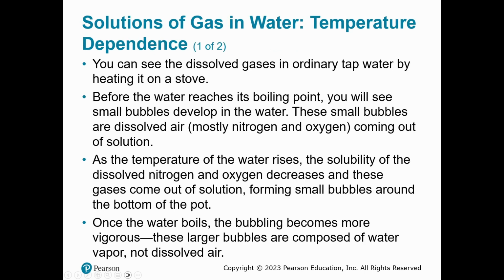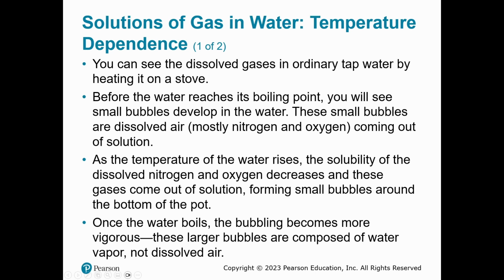Now, we've already talked about the solubility of gases in solutions, but just to reiterate, it increases with increasing pressure. Solubility always increases with pressure. If there's more force forcing things together, they're more likely to interact. So pressure always increases solubility, but temperature increases the solubility of solids and liquids, typically, and decreases the solubility of gases.